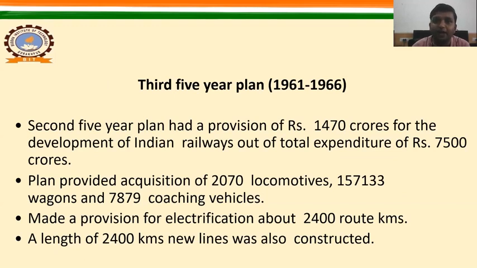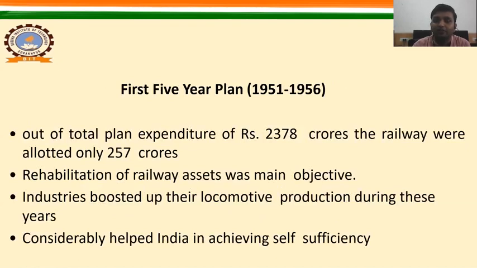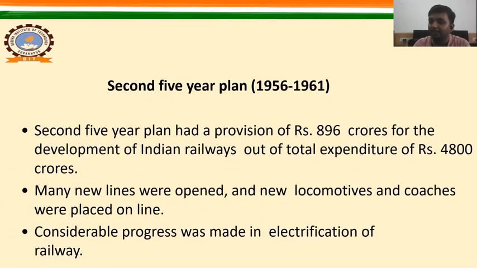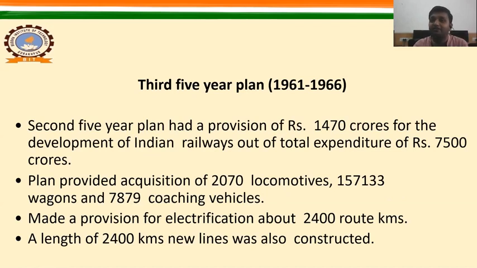The third 5-year plan actually comes under a span of 1961 to 1966. The third 5-year plan had a provision of 1,470 crores for the development of Indian railways out of a total expenditure of rupees 7,500 crores. It started from 257 crores, then came to 896 crore, then a significant leap was taken to 1,470 crores. It means the government was very focused on the development of Indian railways in our country.